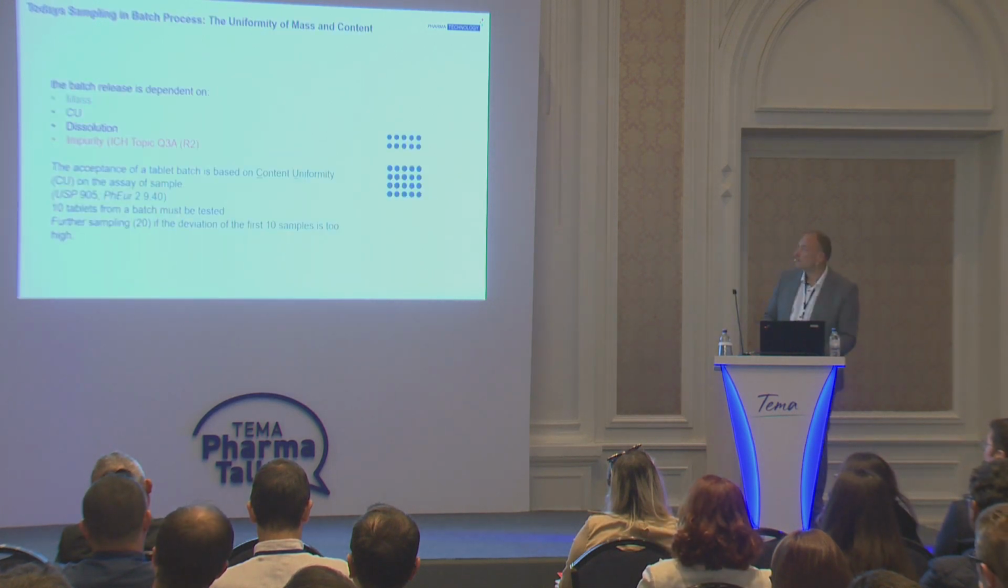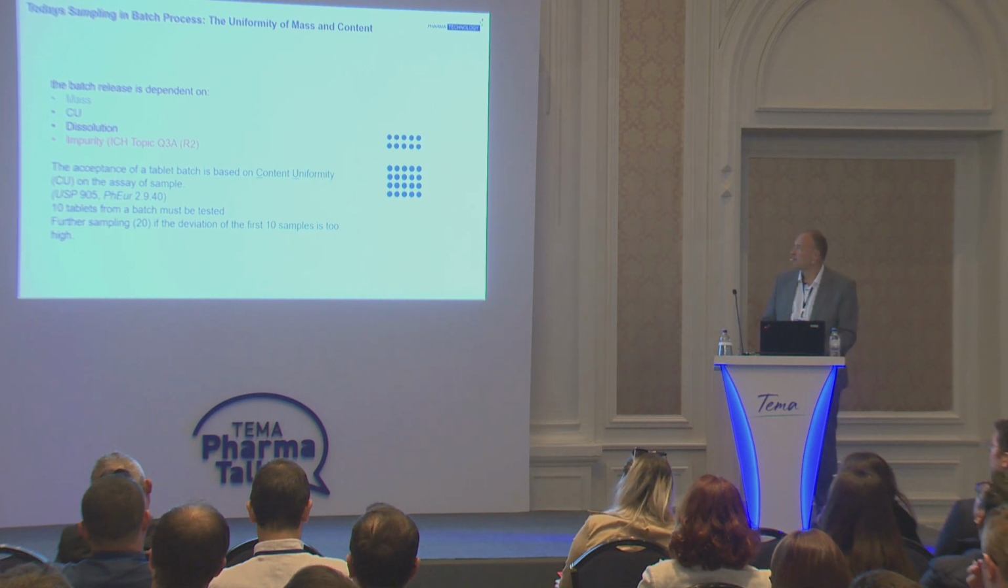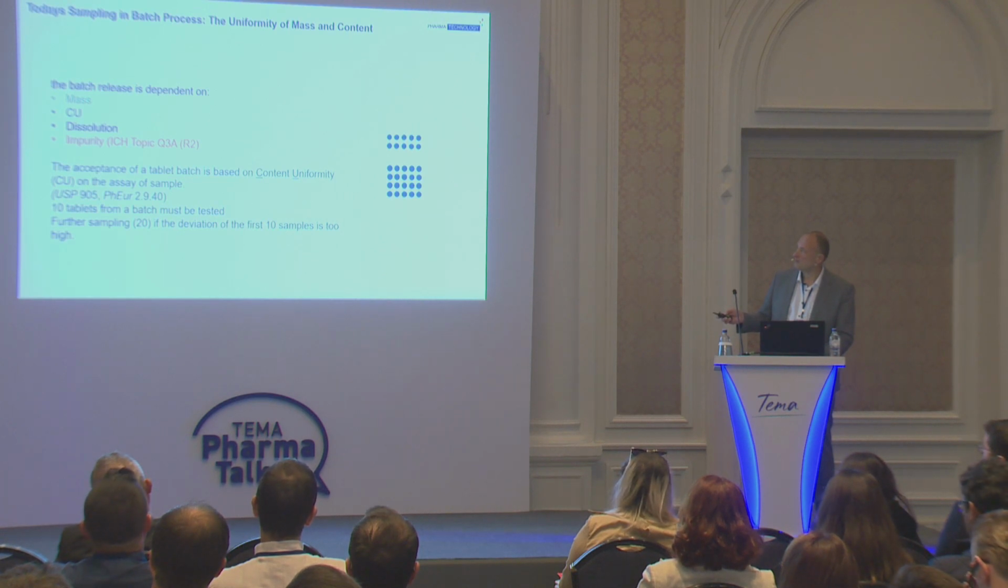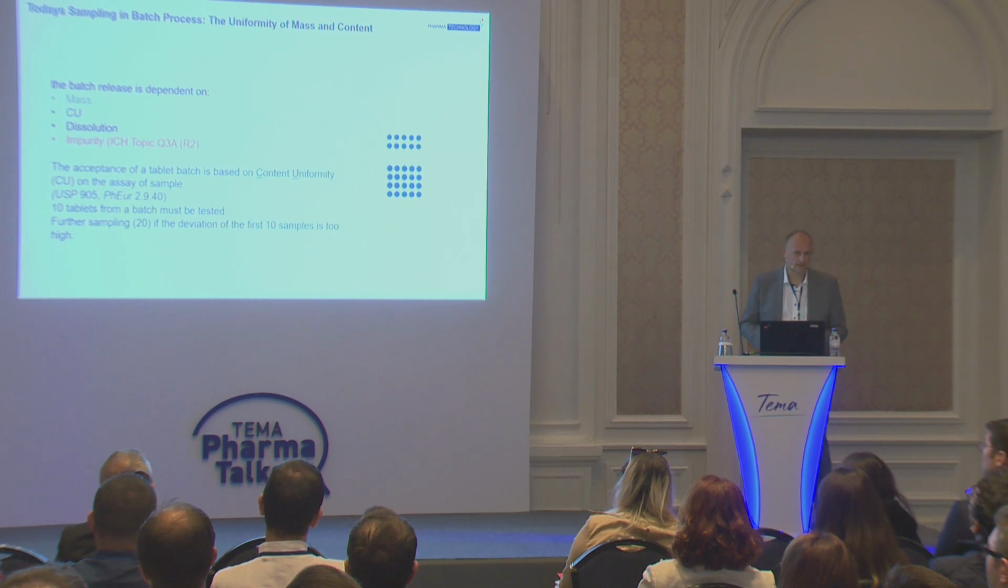Let's now jump a little bit into sampling in batch process. So we see that the batch release is dependent on different parameters. We have mass, uniformity of mass, we have our content uniformity, and we have others like dissolution, impurities, and maybe some others, depending on the product, depending maybe also on the country.